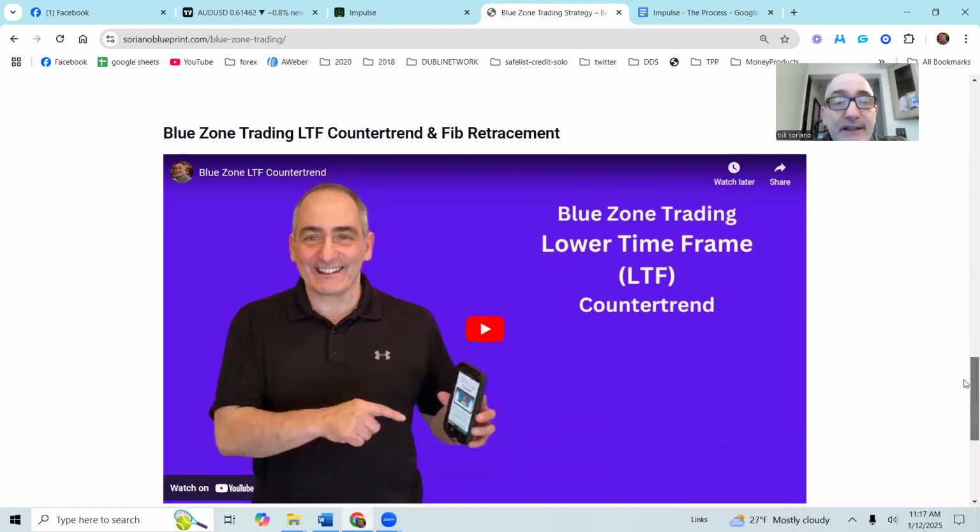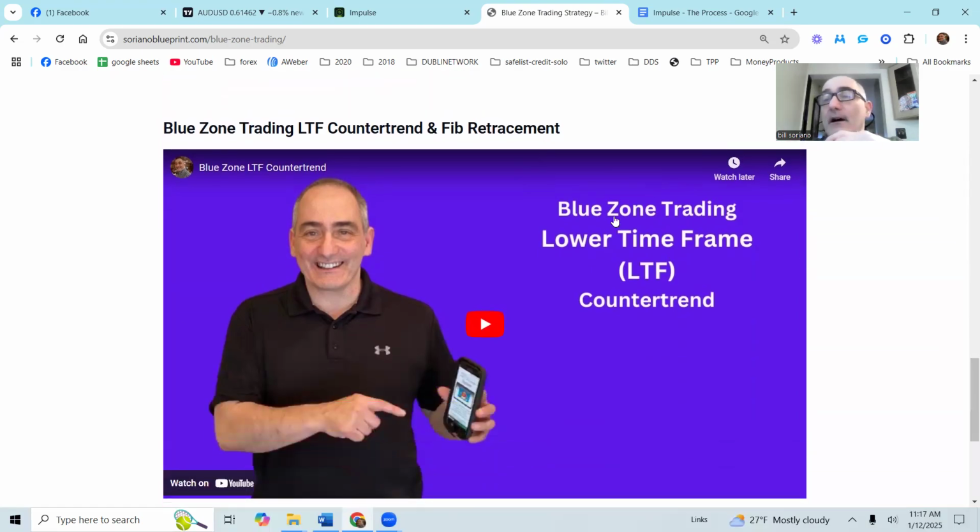And I put this on here mainly because a lot of times it takes a while for price to move back to that 78.6 fib zone, and you don't get very many trade opportunities. Some weeks you don't get any at all. So by implementing the lower time frame counter trend strategy, you could get some trading opportunities taking price back to that 78.6 area, right?